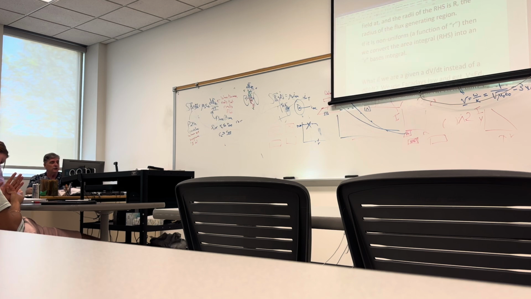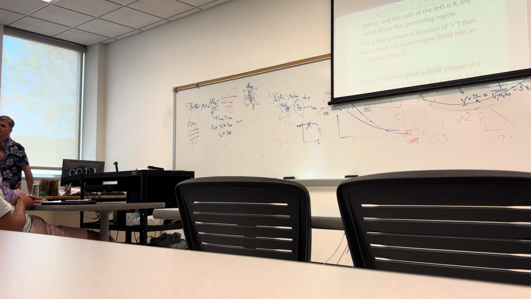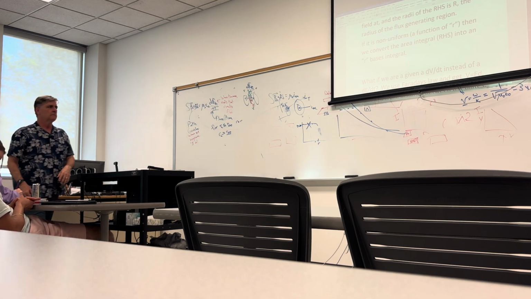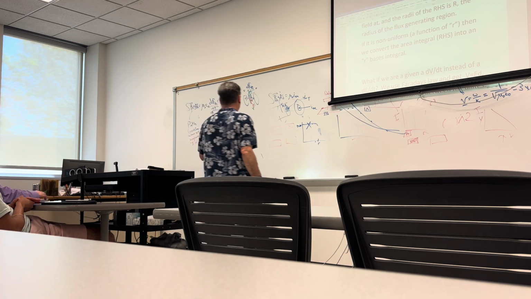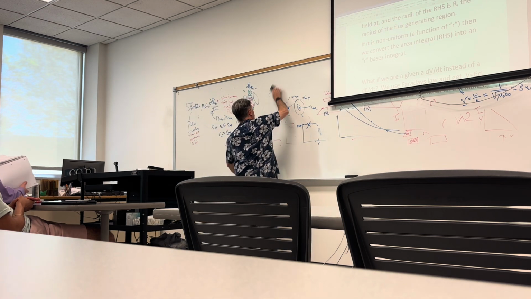If it is non-uniform, an R function, then we convert the area integral into an R basis integral. It should be an I in there, basis integral, right? And we've done this before. It's the same tricks we do over and over again, right?